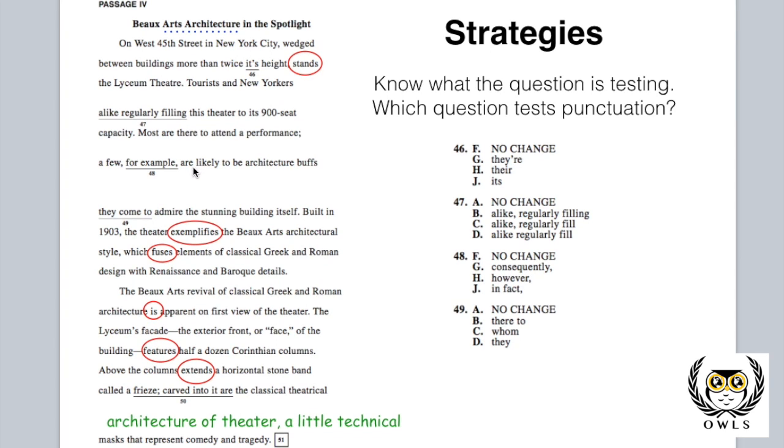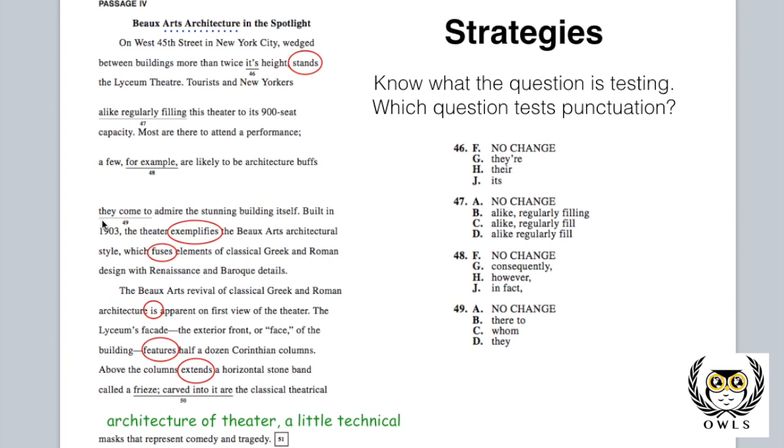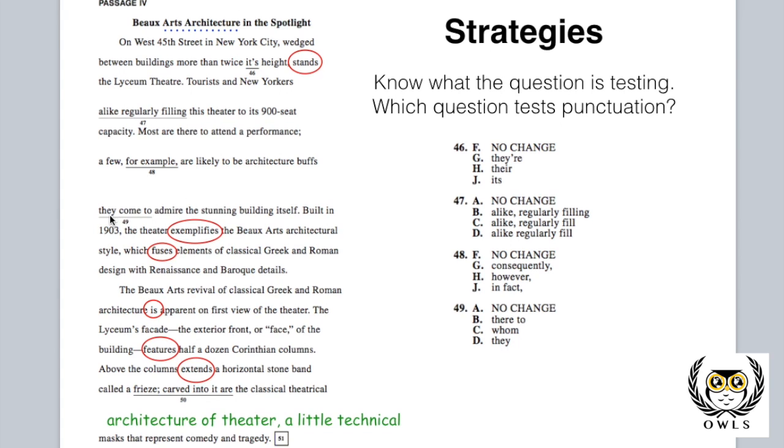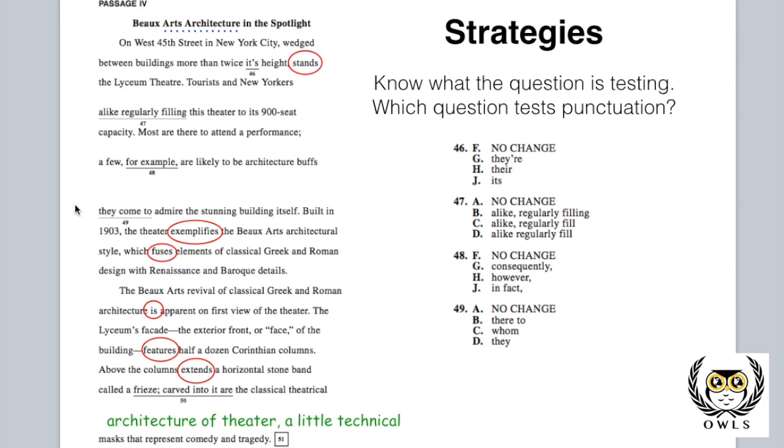But let's try the others. They are likely to be architecture buffs whom admire. I need to know that there's a word missing, to whom or for whom, and that wouldn't make sense there either. And if I include the word they, I've cut out some additional words, but I haven't solved the major problem, which is that by introducing a pronoun they, it's not necessary here. So there are likely to be architecture buffs there to admire.